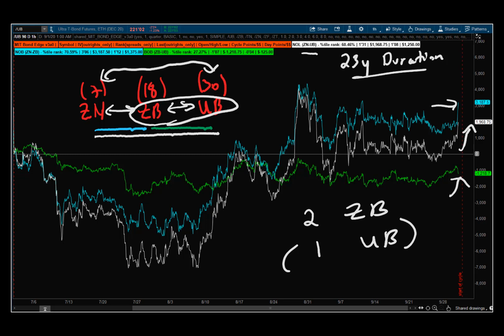This is a proprietary tool that we use. See, it's down negative 1,218. If that green line rallies to the 0 line, you would make $1,218. If it rallies all the way up to here, the 1,000 line, you would make $2,218.